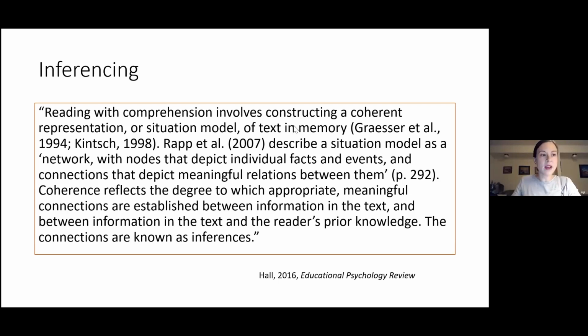So she said, reading with comprehension involves constructing a coherent representation or situation model of text within our memory. RAP describes a situation model as a network with nodes that depict individual facts and events and connections that depict meaningful relations between them. Coherence reflects the degree to which appropriate, meaningful connections are established between information in the text and between information in the text and the reader's prior knowledge. These connections are known as inferences.